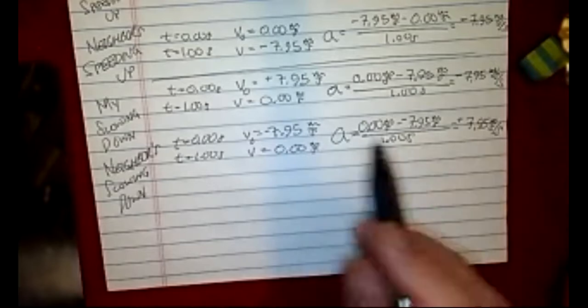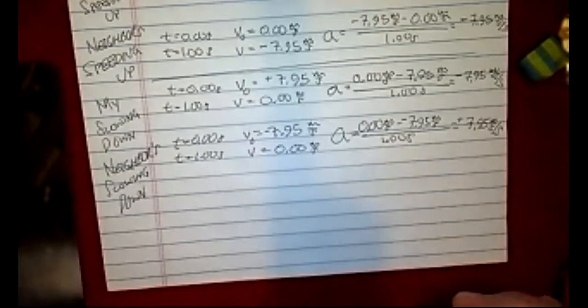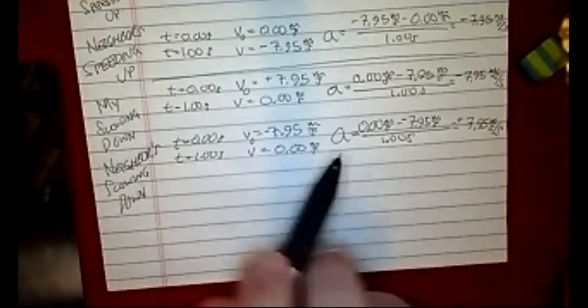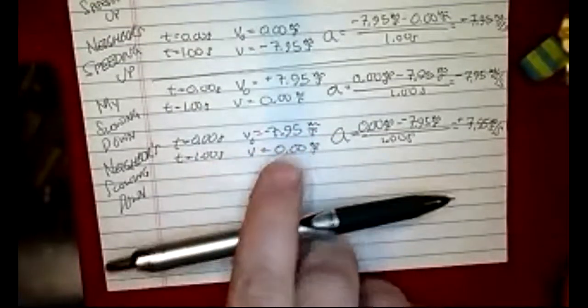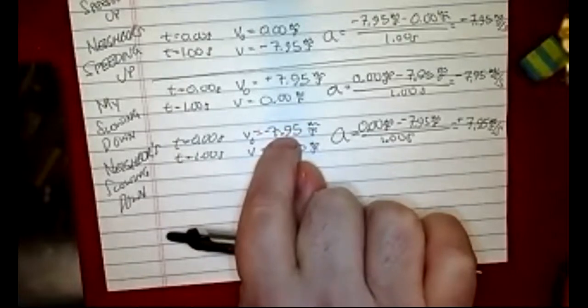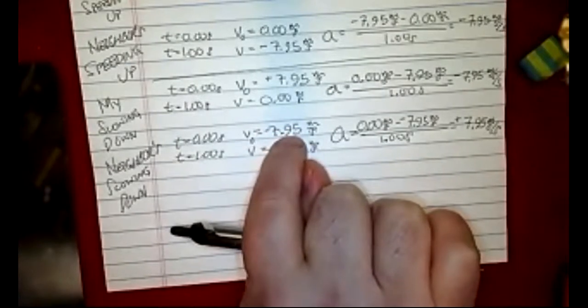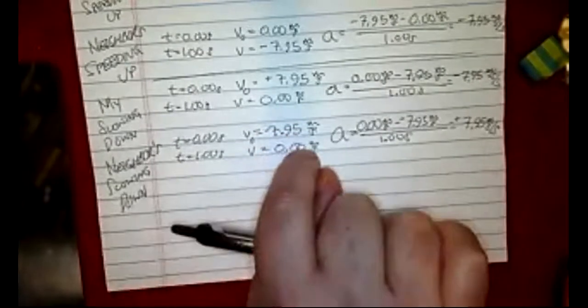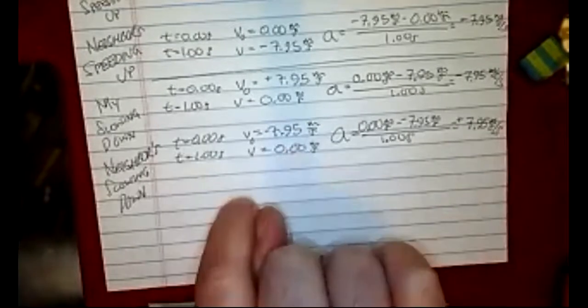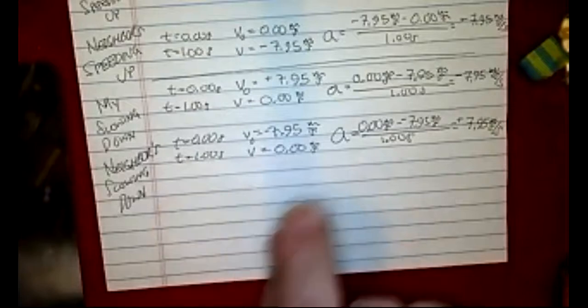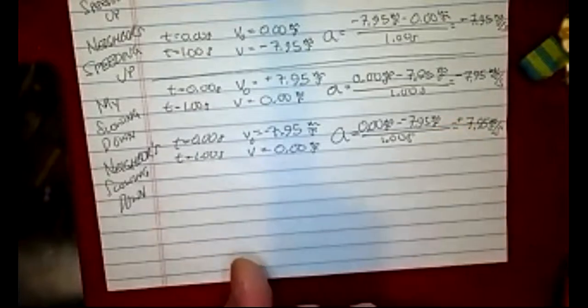In other words, for the person across the street, the negative direction was northward. This vehicle was going southward, and going south and starting at 7.95 meters per second as its speed, it slowed down to 0 while headed southward in a north positive direction. It came out to an acceleration of positive 7.95 meters per second per second.